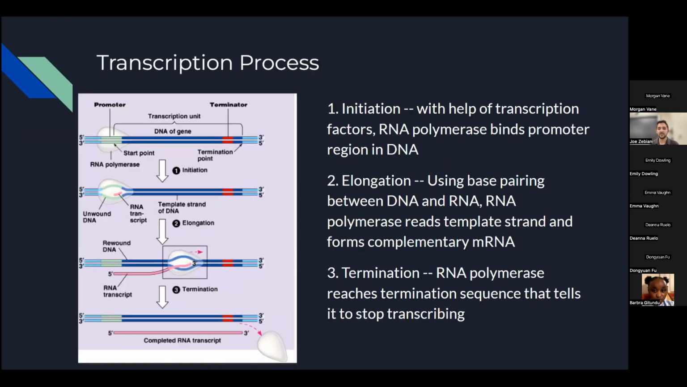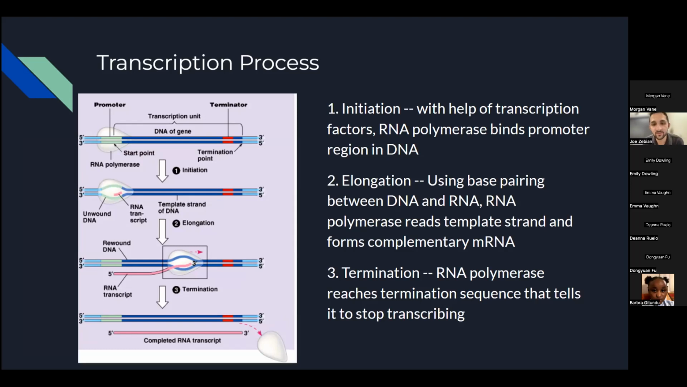Okay, transcription process. It gets broken down into 3 simple steps. So the first of which is initiation, which is where with the help of transcription factors, RNA polymerase is able to bind the promoter region in DNA. This occurs in both eukaryotes and prokaryotes. There are different types of transcription factors, which we will get into later, but the process is fairly similar across the board with a couple of nuances.